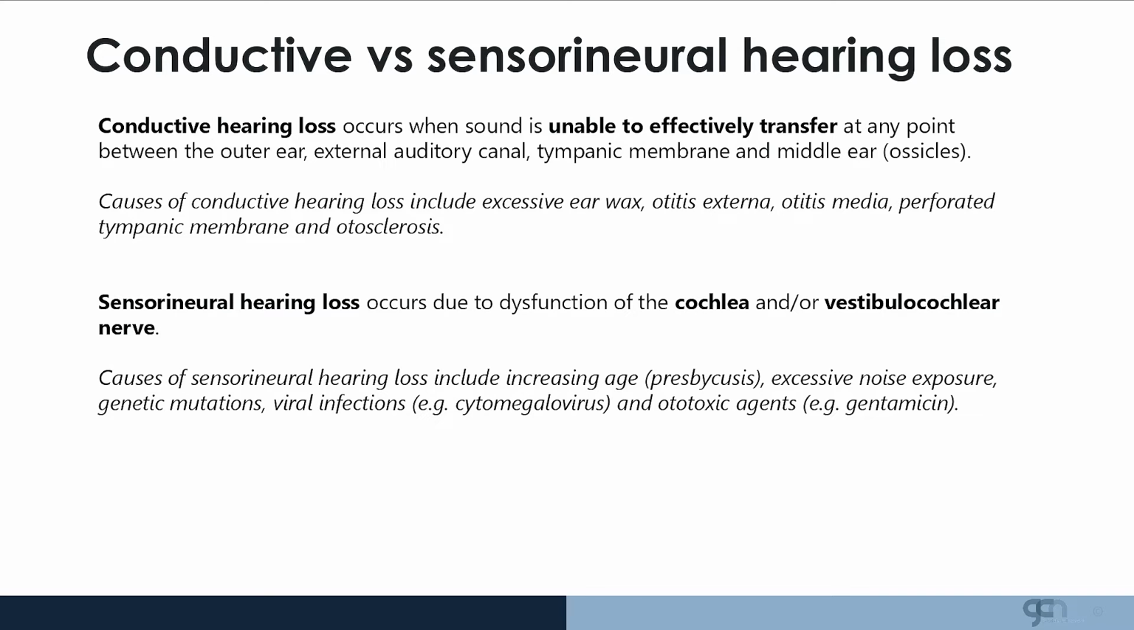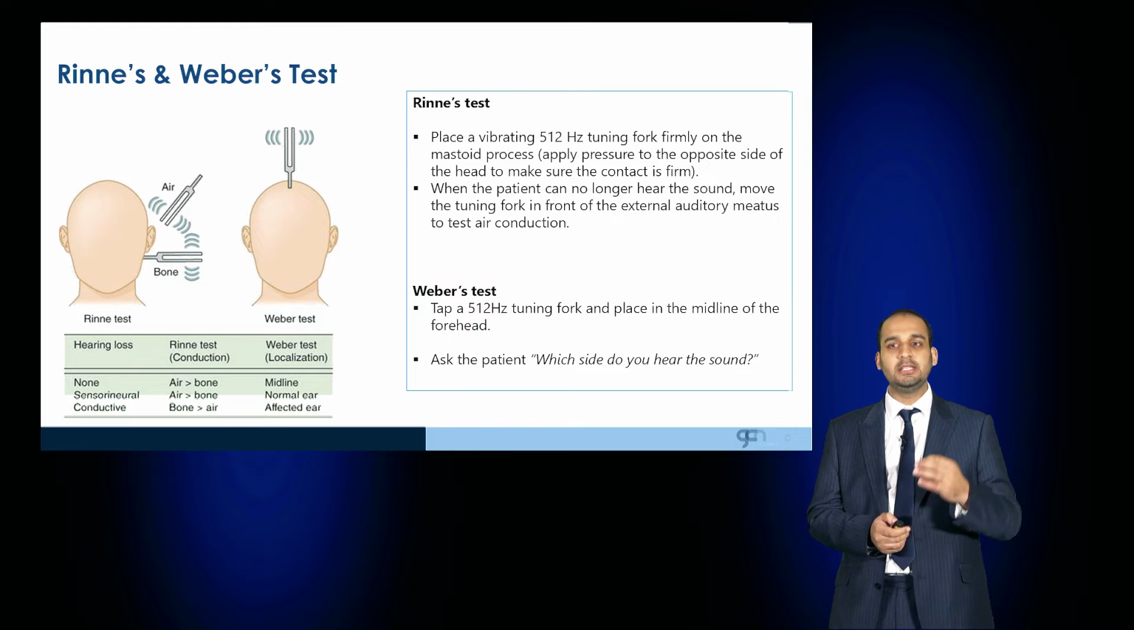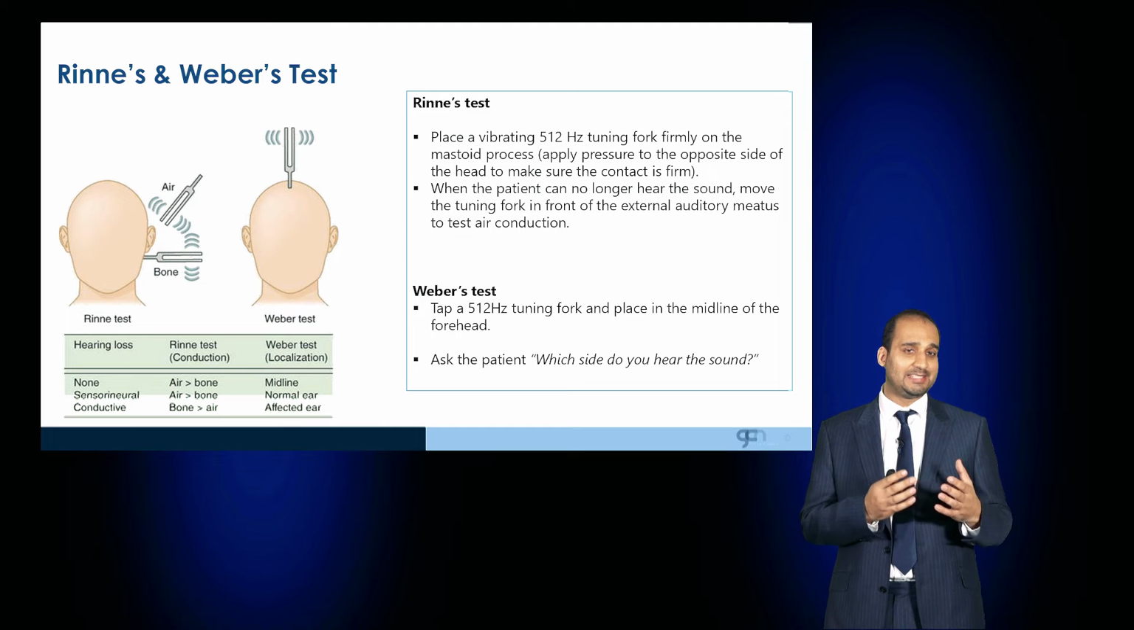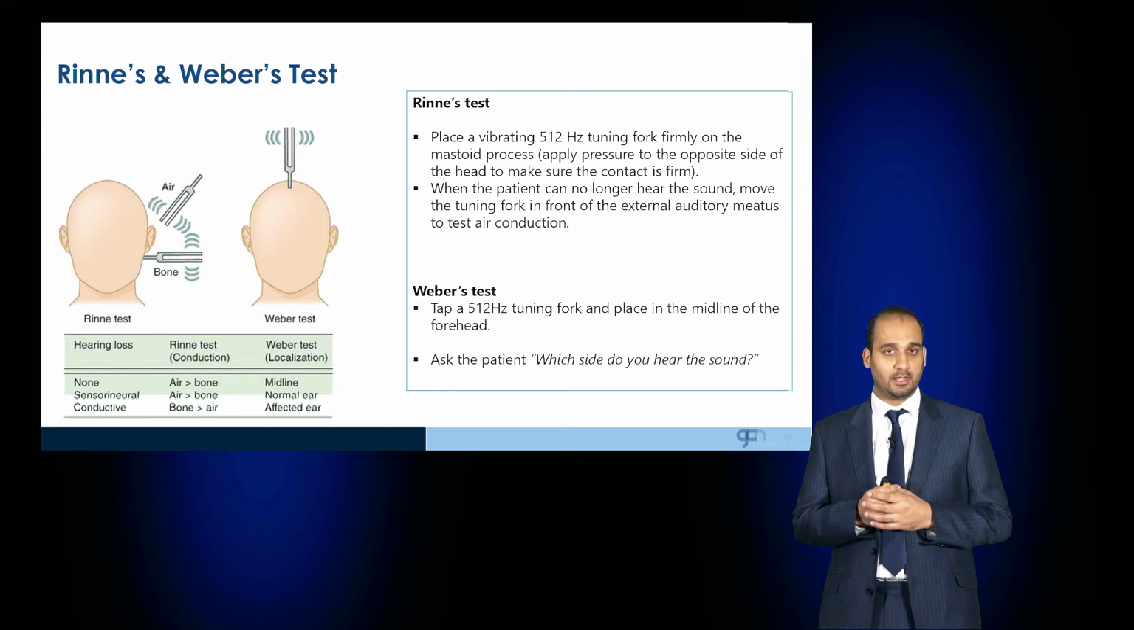Causes of sensorineural hearing loss would include age, excessive noise exposure, genetic mutations, and viral infections such as cytomegalovirus, as well as ototoxic agents, including antibiotics such as gentamicin. The Rinne's and Weber's tests are used to help determine whether the patient has sensorineural or conductive hearing loss.